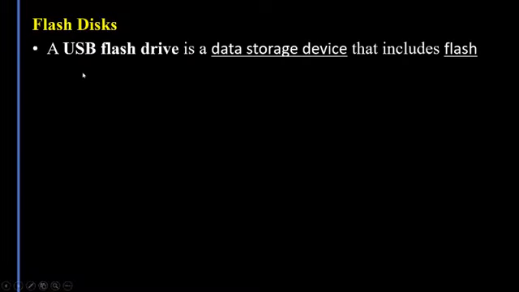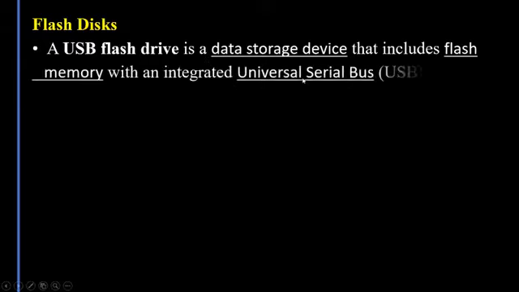Flash disks. A flash disk is a USB flash drive, a data storage device that includes flash memory with an integrated universal serial bus interface. Okay, flash disks are common. They are just small kind of devices that we all use.